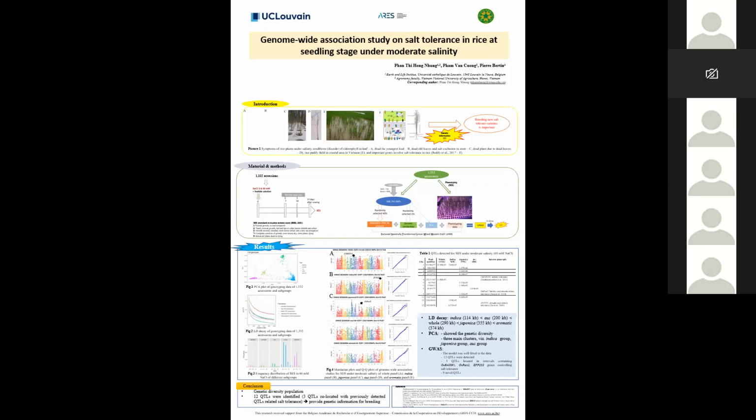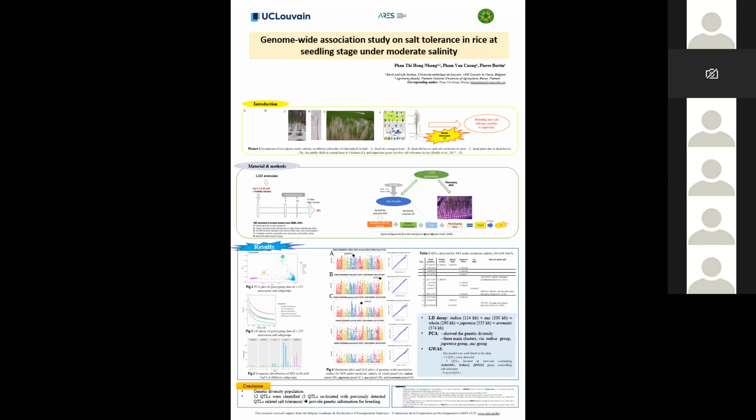I use 1,332 accessions, including indica rice, japonica rice, aus rice, and aromatic rice. Then I conducted the experiment in the greenhouse and evaluated after 2 weeks of sowing.